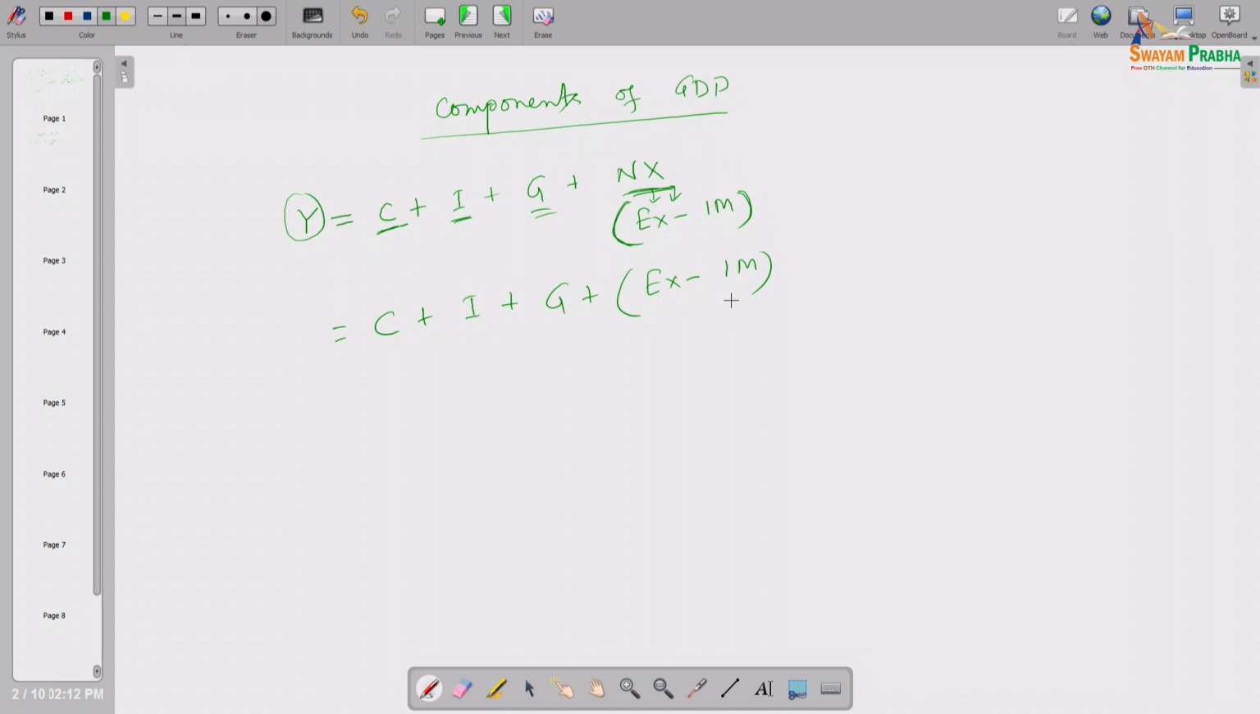Now, what are each of those? These 5 components, their totality is called GDP, denoted by Y. What is C? C is basically private consumption expenditure. C is private consumption expenditure.